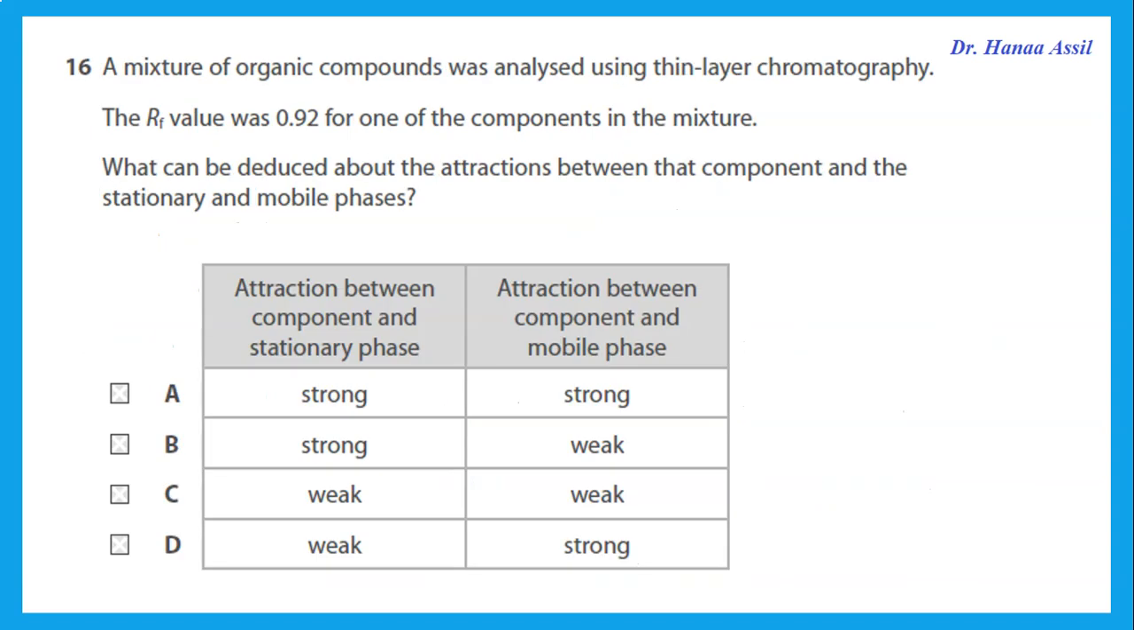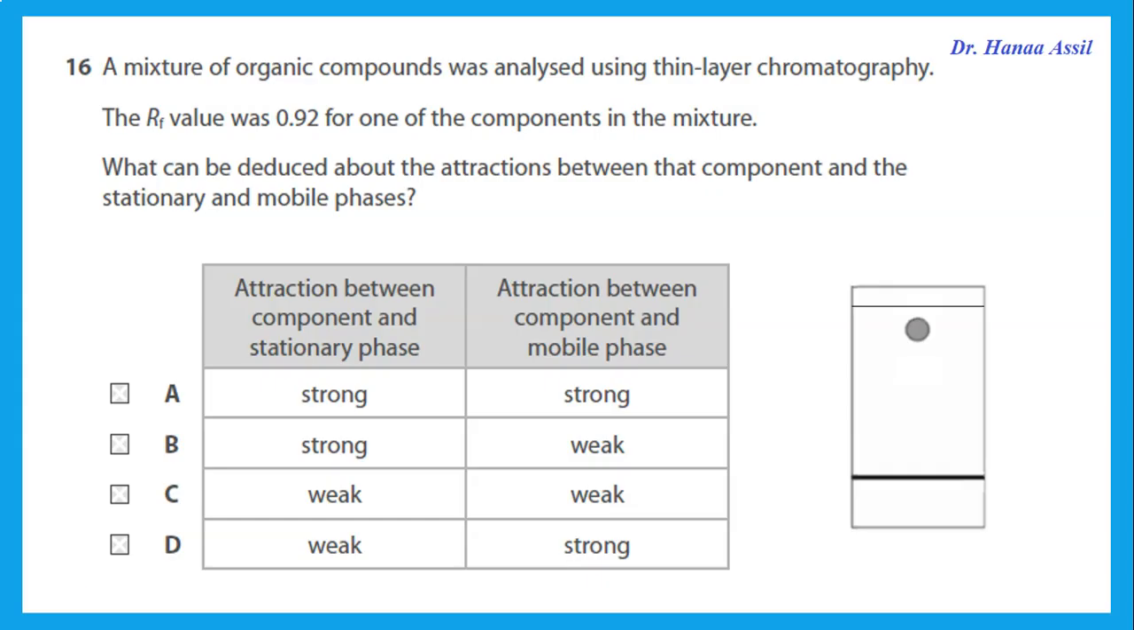A mixture of organic compounds was analyzed using thin layer chromatography. Again, I'm going to remind you that thin layer chromatography means I have a glass slide covered with a layer of silica, and we put a spot of the sample, put it into a mobile phase, which is a solvent, and the solvent carries the spots up. Now, we're saying the Rf value was 0.92. If the Rf value is 0.92, that means the spot went up a lot. So, a very high spot.